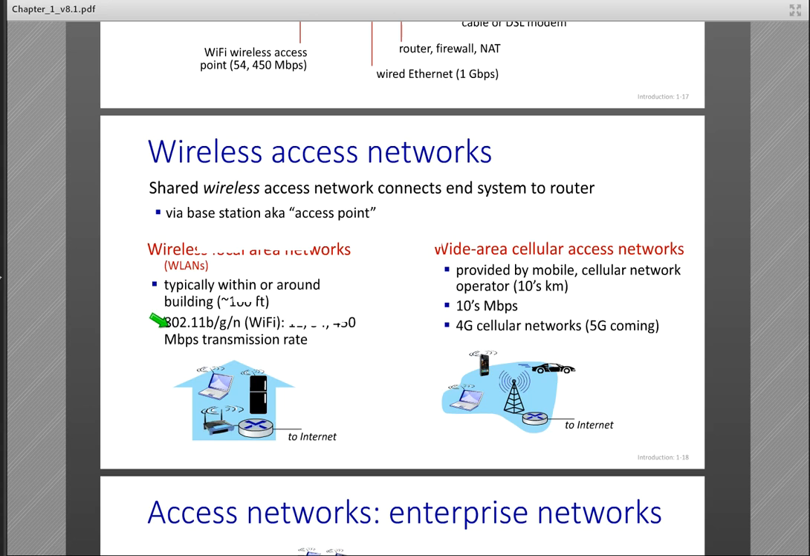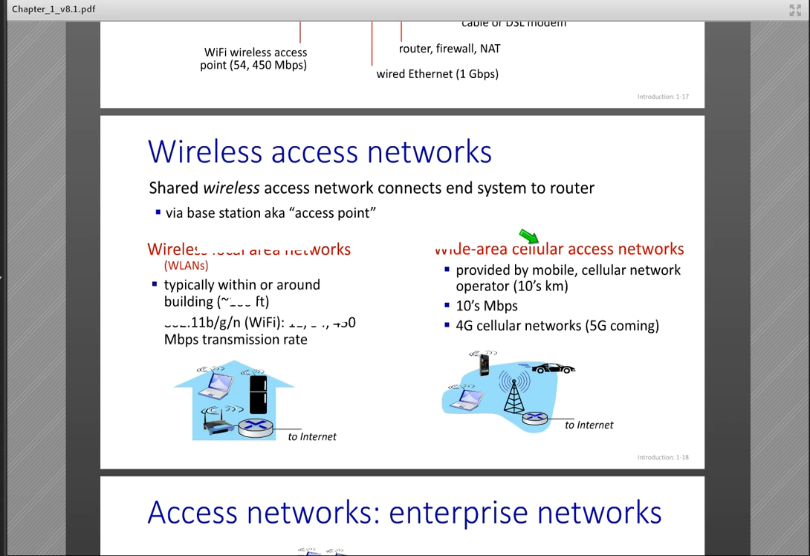Wi-Fi has several versions: A, B, G, N, I, E, AC, AD, and some other versions. Each of those versions has specific properties, and the newest versions are AC and AD. The speed in AC and AD is more than 1 gigabit per second.